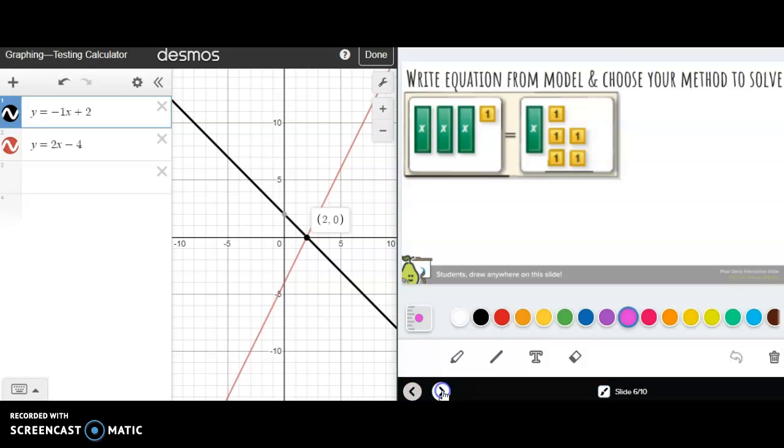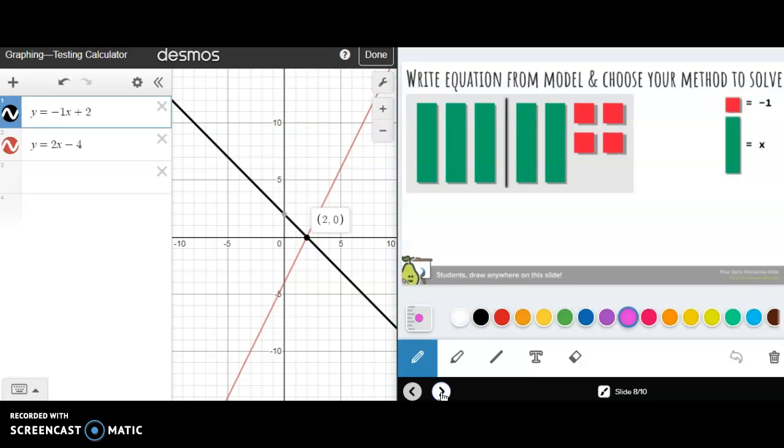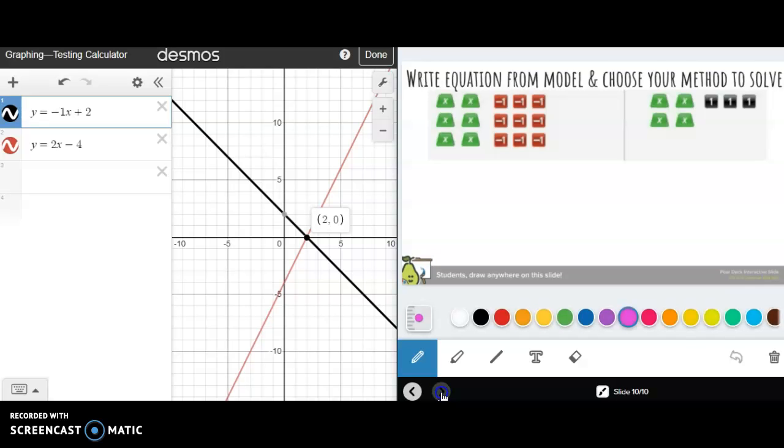The rest of the slides are modeling problems. So you are writing the equation and you're using Desmos to help you solve. You only care about the x. When you're done, you can just go ahead and close this. And that was our assignment for today.